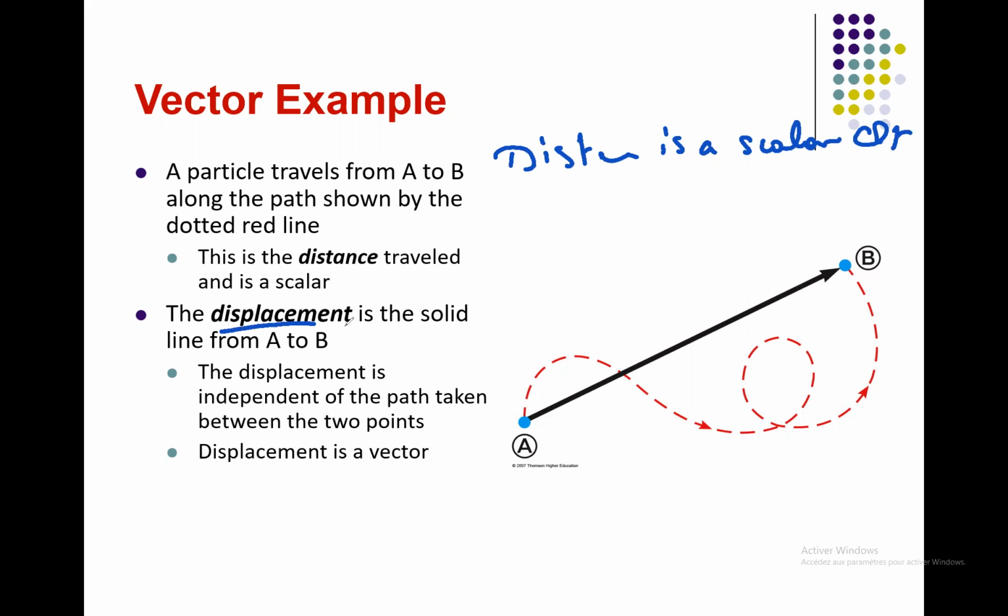But the displacement, we will talk about the displacement later. The displacement is a vector. It must join the initial point to the final point. It doesn't depend on the path or the distance. So the displacement is simply a vector joining the initial point to the final point. This is the difference between the vector and scalar quantity.